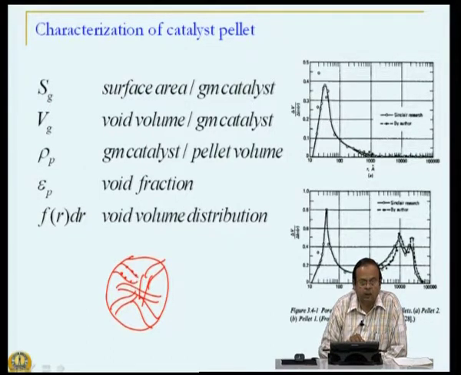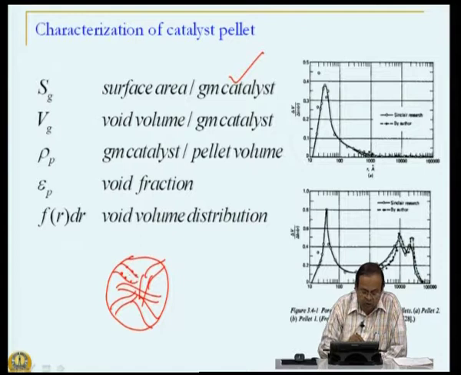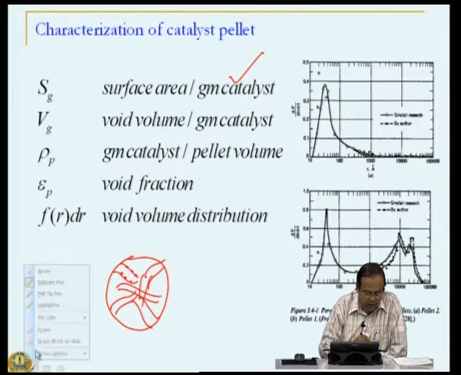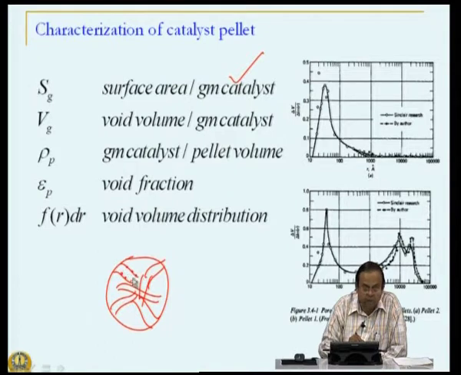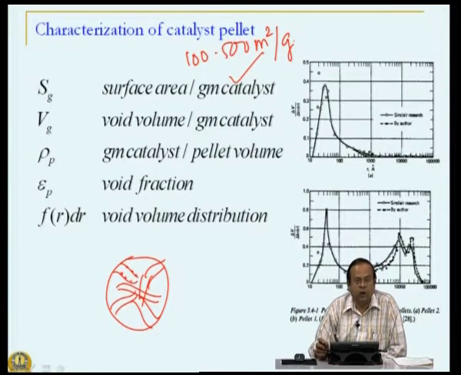as far as the catalytic reaction is concerned. So, we characterize the catalyst, for example, using surface area per gram of catalyst, Sg. So, that is all this area that we see, that is available inside the catalyst pore per gram, and mind you, this value can be significantly high. It can be as high as 100 to 500 meter square per gram surface area. So, that is one quantity of interest.